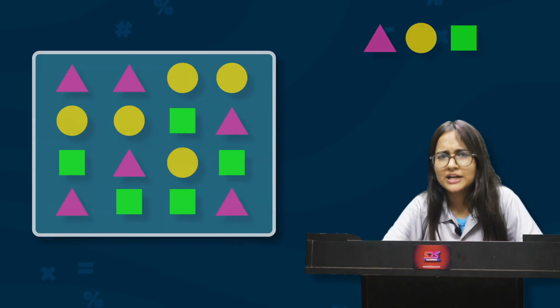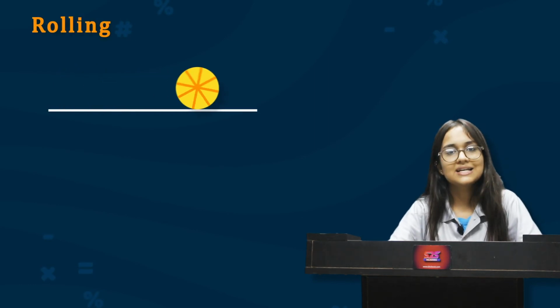So I hope that you are now clear about what the different shapes actually are, and you can recognize them when you see a picture. So after this we are going to read about rolling as well as sliding.